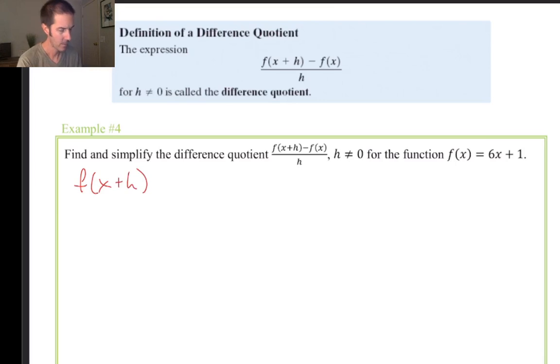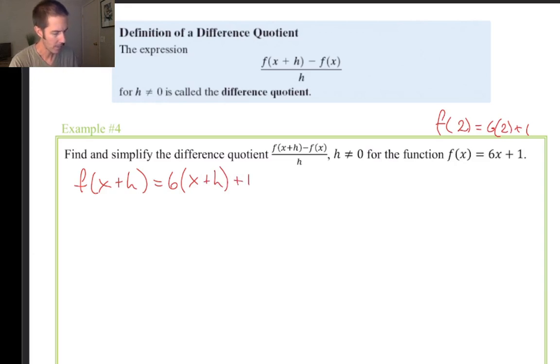Now, as an aside, if you look over to the right part of your screen, if I asked you to evaluate f of 2, what would you do? You would take a 2 and put it in place of the x, and you would have 6 times 2 plus 1. We're going to do the same thing, except with an x plus h. We're going to write 6 times, not times x, not times 2, but times x plus h. Make sure you put that x plus h in parentheses, and then don't forget the plus 1.